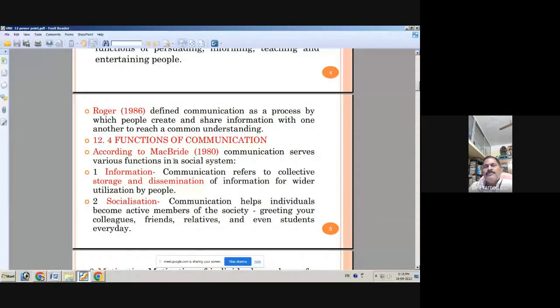Another function is socialization. You know socialization? Socialization means we are living in society. We have our friends, relatives, and colleagues. Even the students are coming from the society. So they are active members, and we must give information regarding their own society, and how they can develop social virtues among themselves, because social virtues make one socialized.